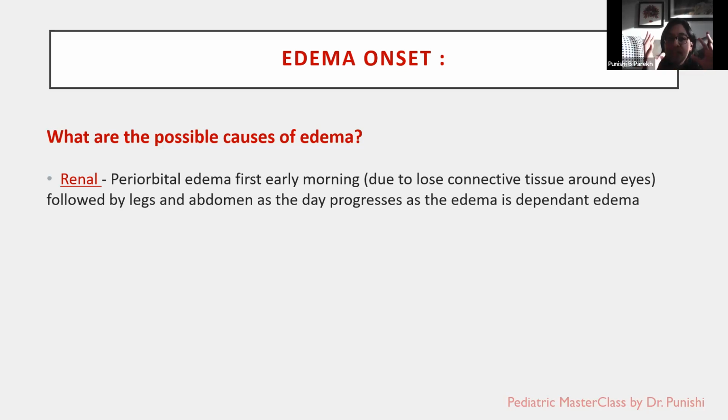So typically, if you have edema of renal origin, it will start with periorbital puffiness, maximum in the morning. As the day progresses, the periorbital puffiness reduces, and you will have more edema in the dependent portions of the body, which are the legs and abdomen.